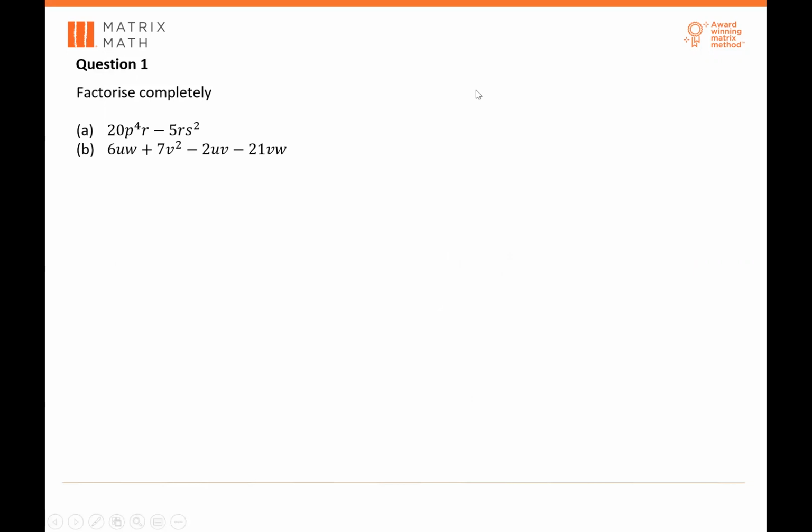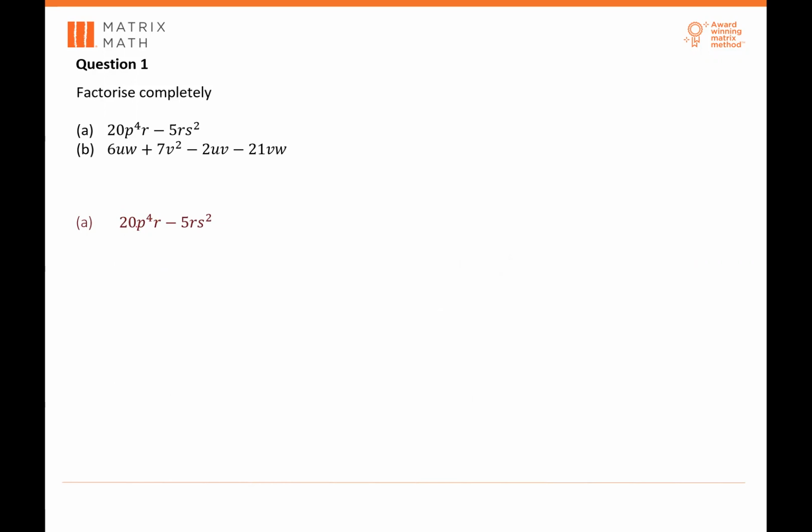Now question 1, factorize completely part A, 20p power 4r minus 5rs squared. Okay, so how do we factorize this? Now first thing is to look for your common factors. So what's our common factors?